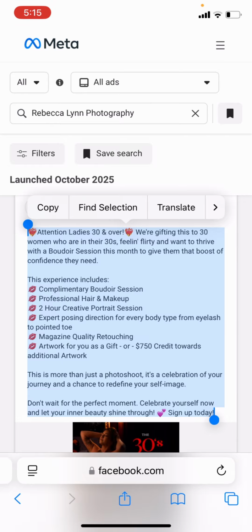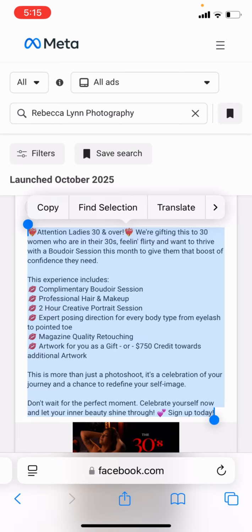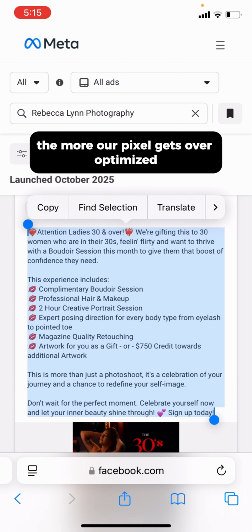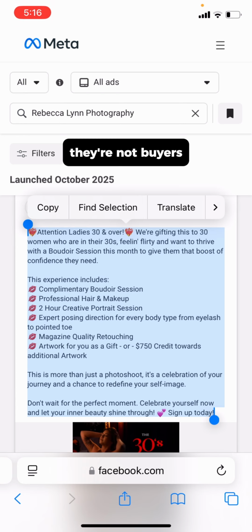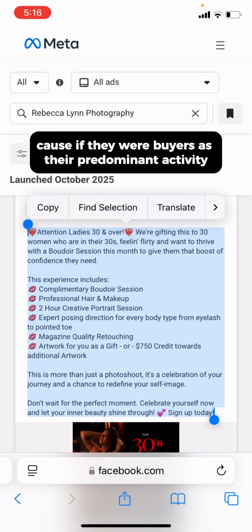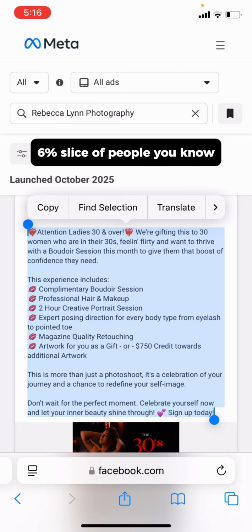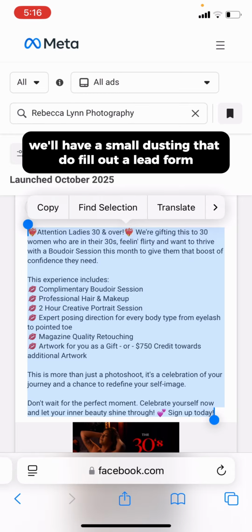But we want buyers. So let's just put our ads in front of the Meta profiles that buy right off the bat from day one. That's the first thing. Second thing is the longer we run this incorrect objective, the more our pixel gets over-optimized or biased towards lead form fillers. But what are lead form fillers? They're not buyers. Because if they were buyers, as their predominant activity, they never would have shown up in the 6% slice of people most likely to fill out a lead form. Now, yes, we'll have a small dusting that do fill out a lead form and buy.